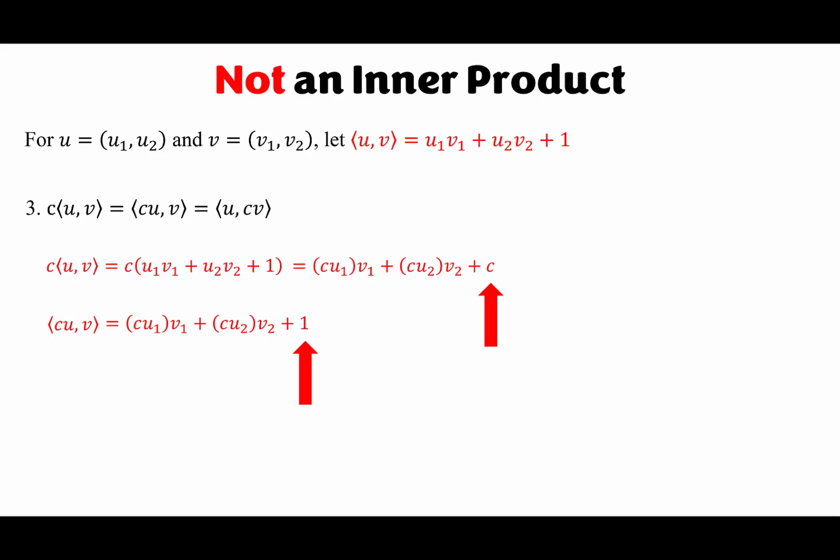You can also show it doesn't satisfy property 4 pretty quickly, because if you tried doing the inner product of 0 with itself, you would not get 0. You'd get 1. So that's another property that's not satisfied with this assignment of a number to the pair of vectors u and v.